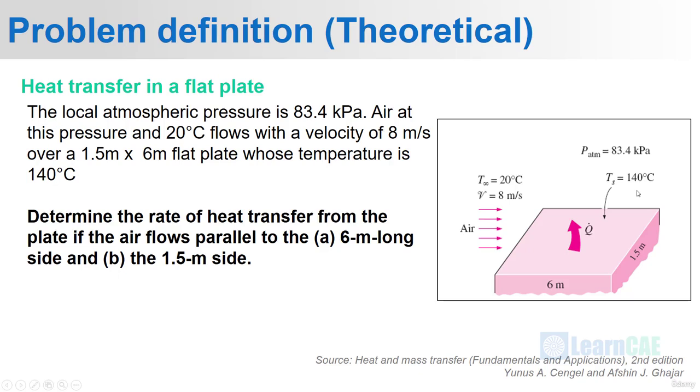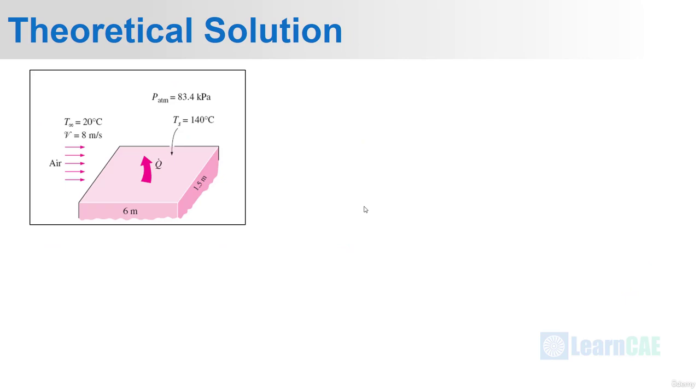Now they are asking to determine the rate of heat transfer from the plate if the air flows parallel to option A, the 6 meter long side, and option B, the 1.5 meter side. In this case, we shall do only the 6 meter long side because it will be a turbulent flow condition, and we shall check the theoretical results and compare with CFD output. Next, let us find out the properties of air at this condition.